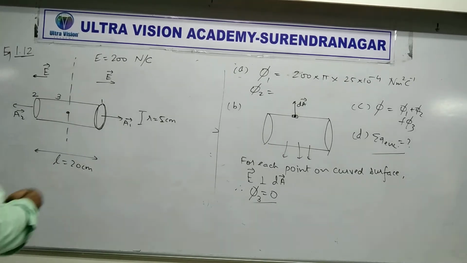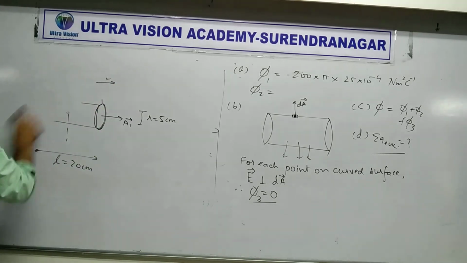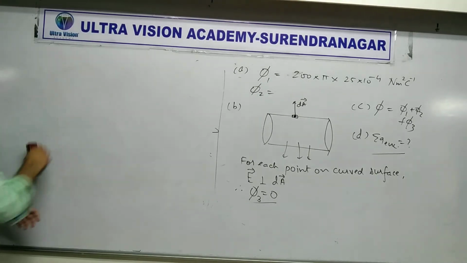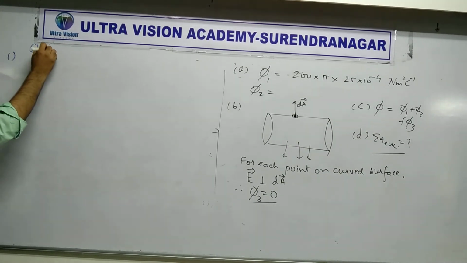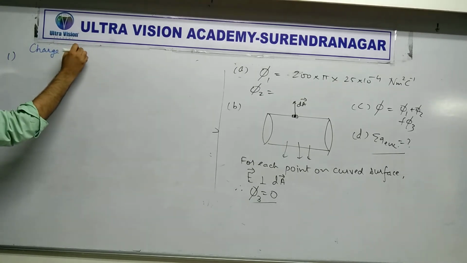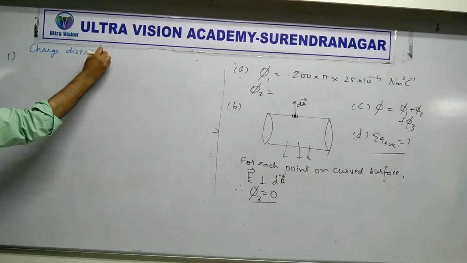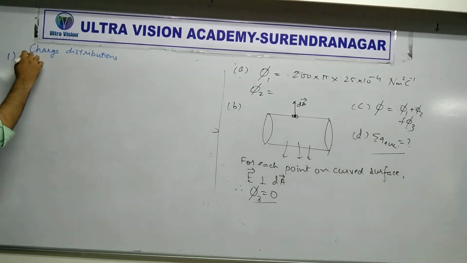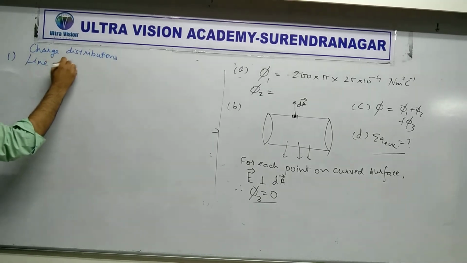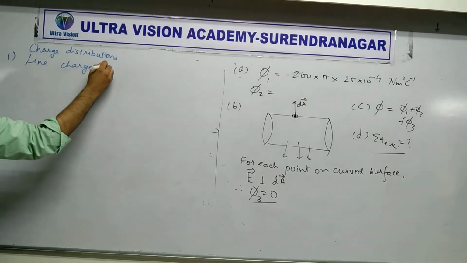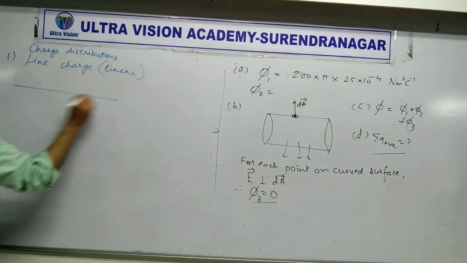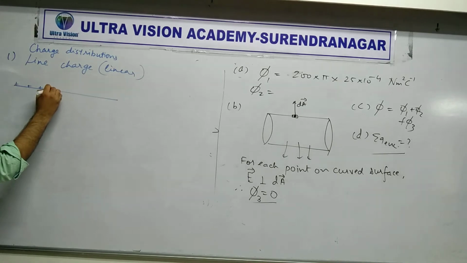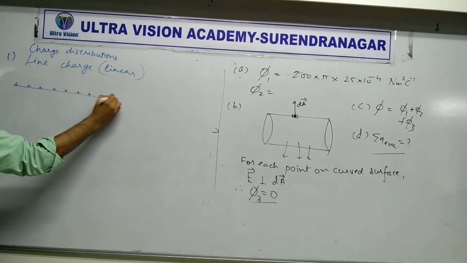Before we get on to all that, let me just point out something. It's pretty clear, but let me just make it clear. There are 3 kinds of charge distribution. Number 1, line charge or linear. It means that there is a wire and on the wire there is charge.